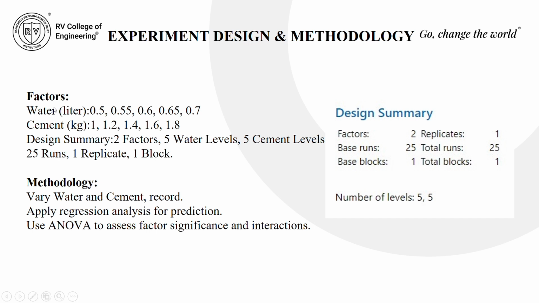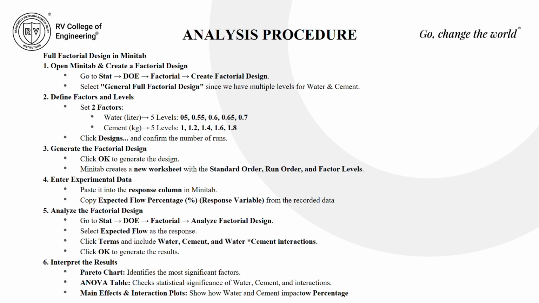This is the experiment design and methodology. These are the factors I have considered: cement and water. The design summary is two factors, each at 5 levels, and 25 runs. The methodology to conduct this experiment is to vary the cement and water, record the diameters, and calculate the flow percentage.